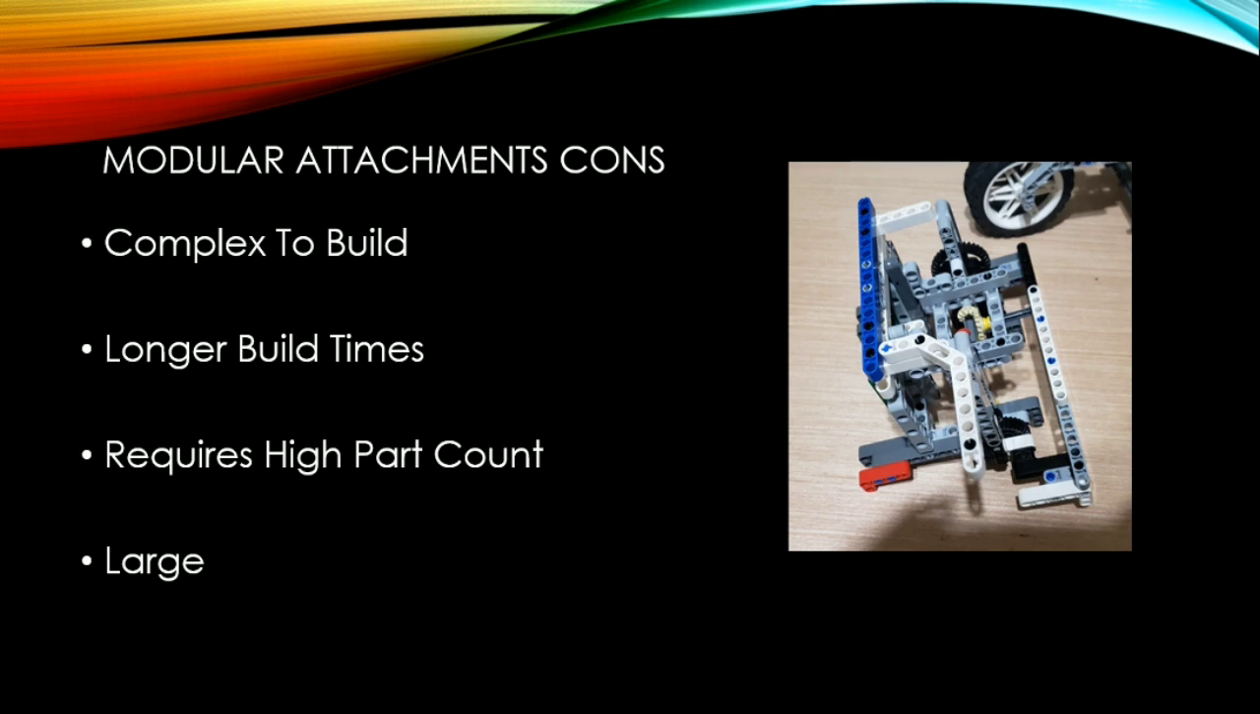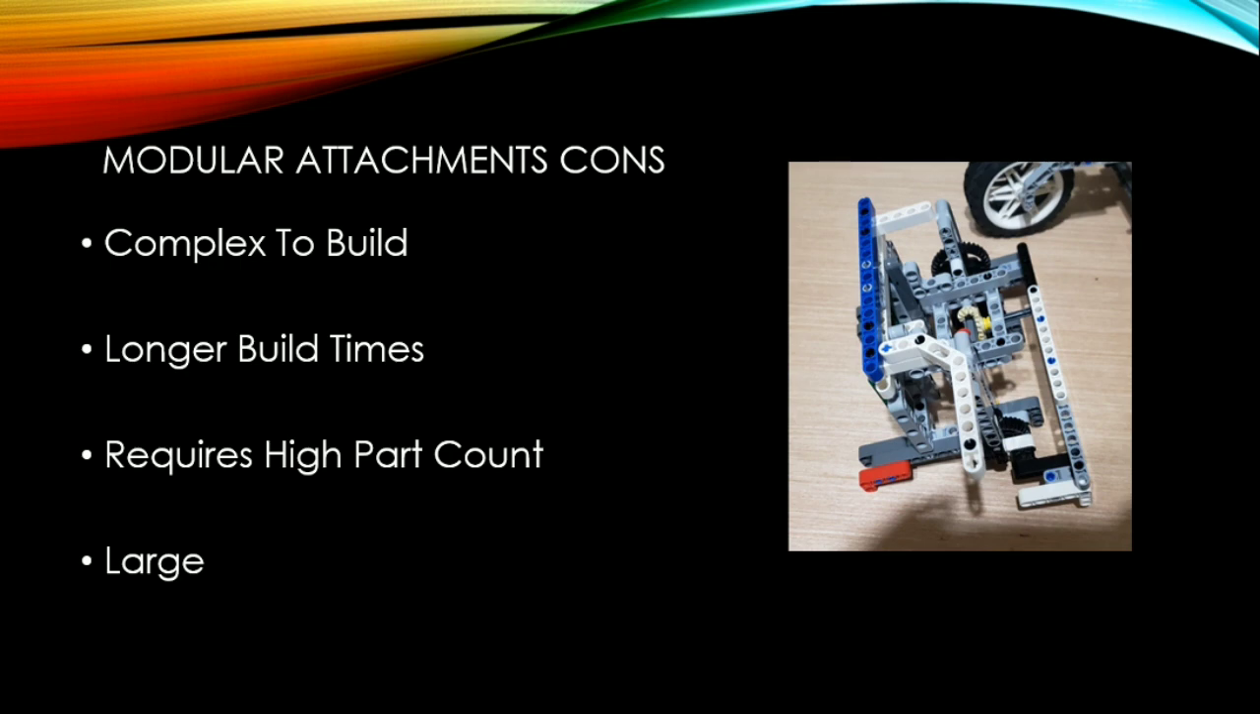Another con is they require a high part count. Like I had mentioned before, you have to build a module for every attachment that you build. That requires parts for your module for every attachment. So it ends up requiring a lot more parts just to make the module, and then you need the parts to build your attachment, and you also need the parts to connect your attachment to the module.